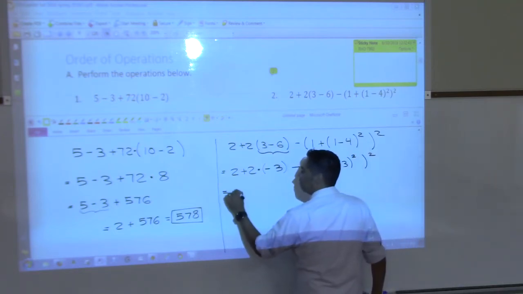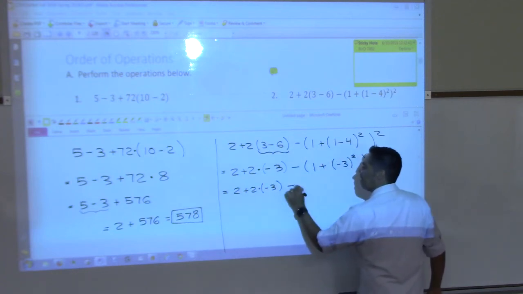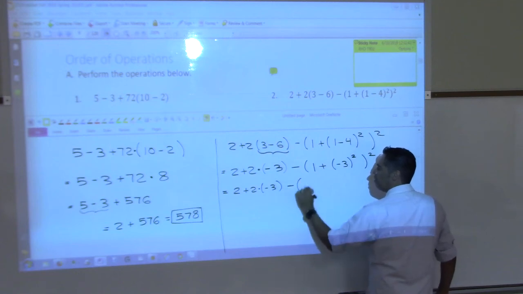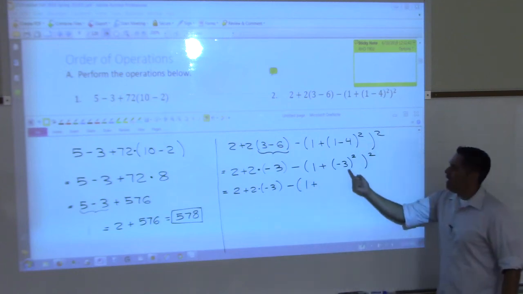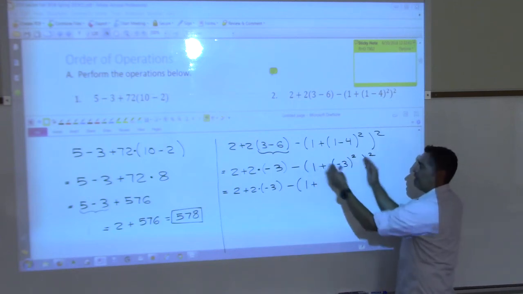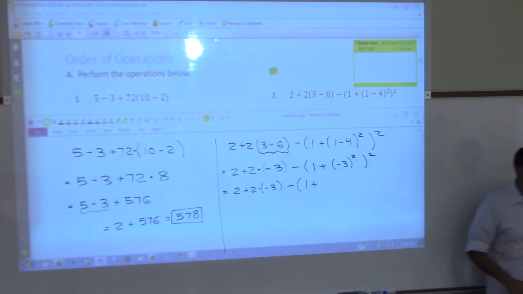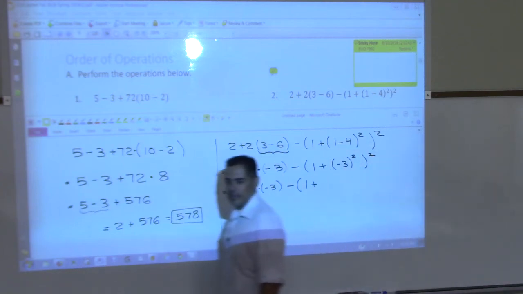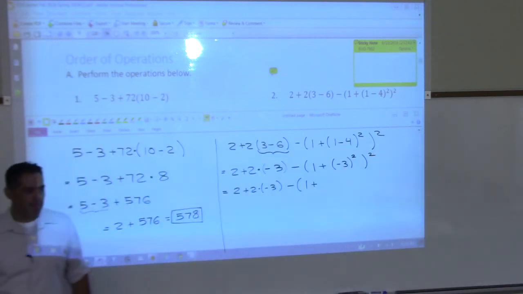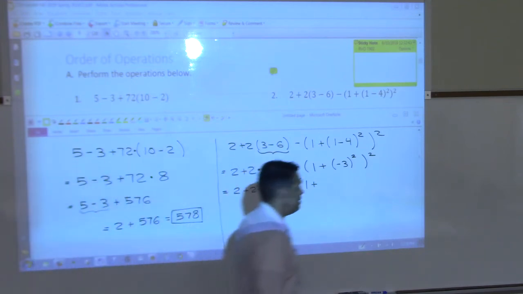Here, 2 plus 2 times negative 3 minus, I'm not even going to do that. I could multiply it, but I'm not going to. 1 plus, okay, I have to do this exponent before I do this parenthesis, because I'm still working within this parenthesis. Exponents come before that addition. What is negative 3 squared? Positive. So is it positive 9 or negative 9? Negative 3 times negative 3 would be positive. So this is a positive 9.